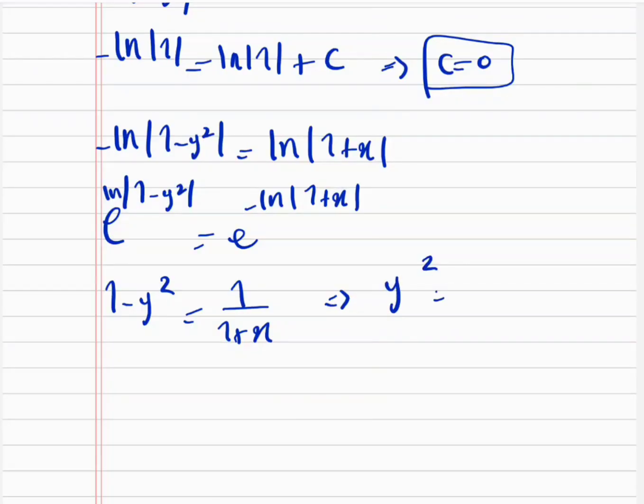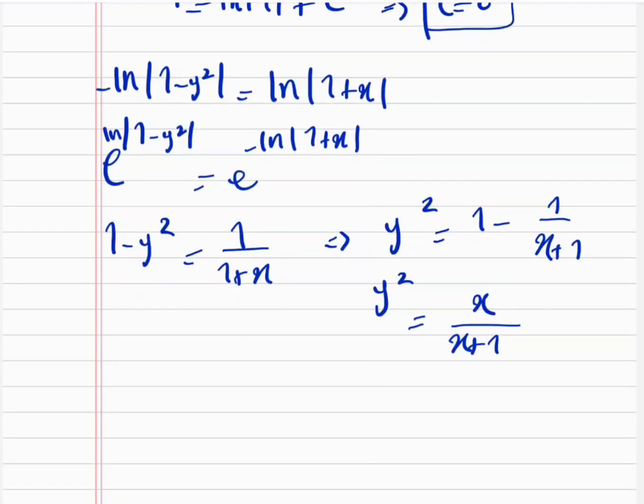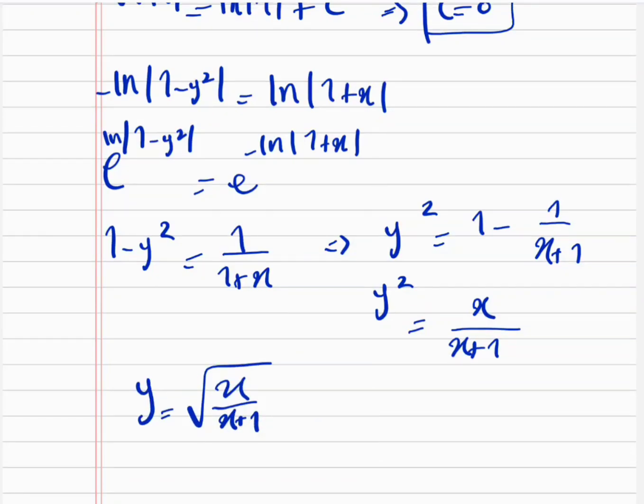So y squared is equal to 1 minus 1 over x plus 1, and that means y squared is equal to x plus 1 minus 1 over x plus 1, which is just x over x plus 1. Finally, we take the square root of both sides. That gives us y is equal to the square root of x over x plus 1. And we can stop here.